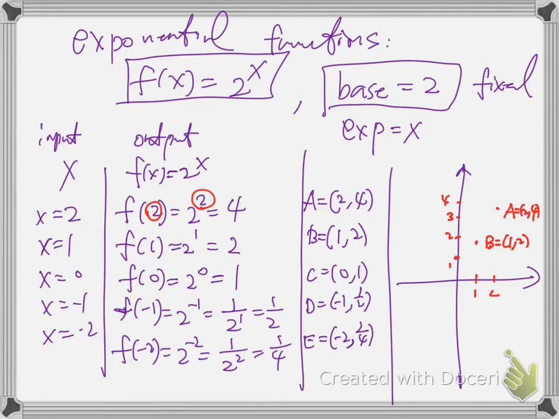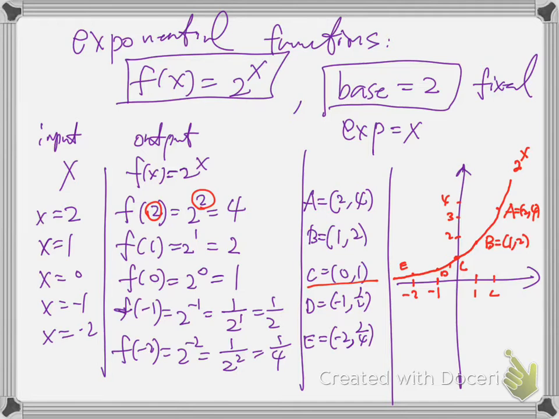So this is number 1, and this is our point C. Our C is 0, 1 on the y-axis. And then -1, 1/2. This is -1, -2. So -1, 1/2 is here, and -2, 1 over 4. This is D, and this is E. Now let's draw a red curve from A to B, B to C, C to D, and then D to E. This is the graph of the function f of x equals 2 to the x power.